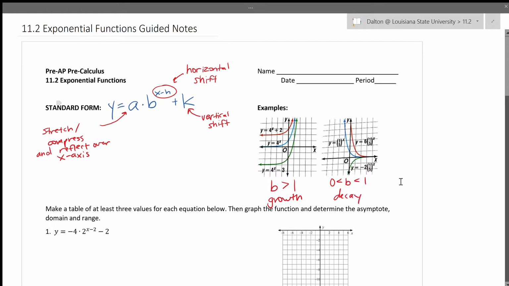And then this green function down here in the middle, that has the negative a out front. So that's where it takes a decay function and then reflects it over the y-axis. I'm sorry, the x-axis. Okay, so b tells us growth or decay.